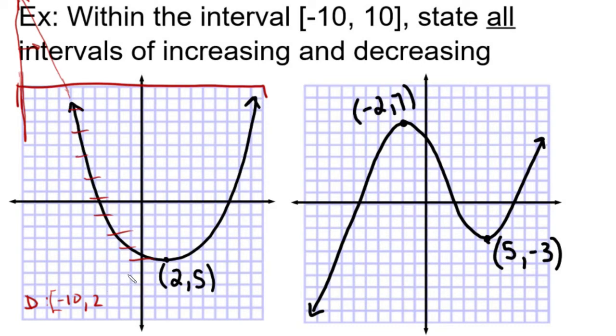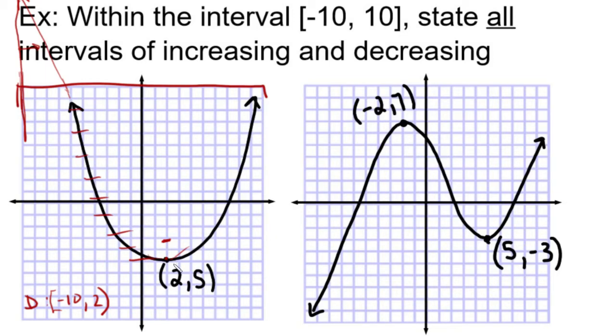You don't want to include 2 in the decreasing interval, because at 2, you are transitioning from going downward to going upward, which means you are level. And that means you are not going down anymore, all right? So that means you can't include 2. So we use a parenthesis. And that's okay to have one bracket and one parenthesis.